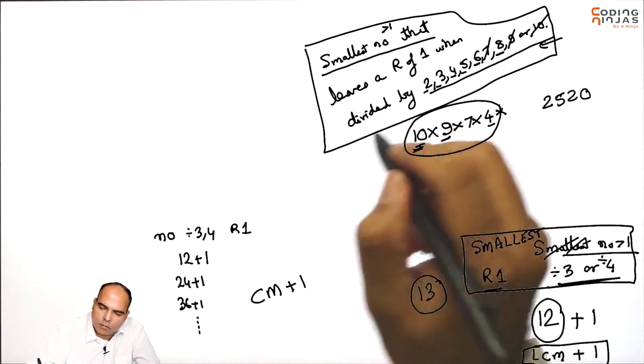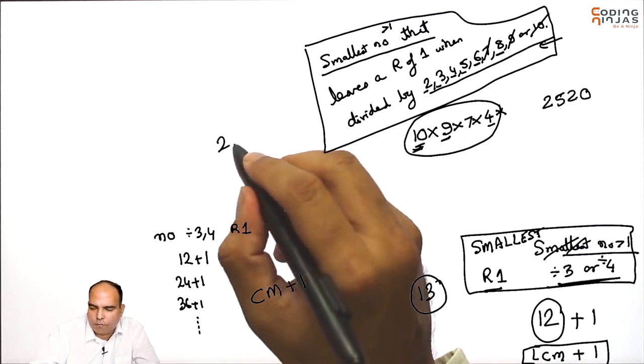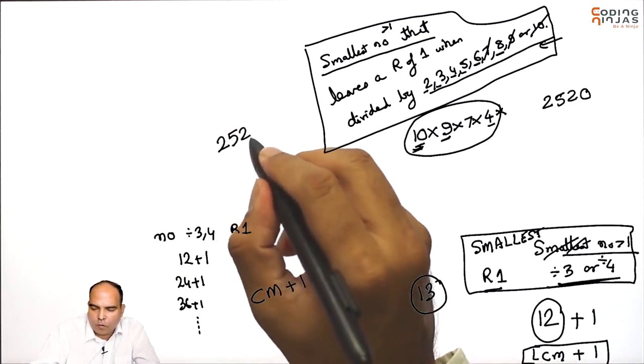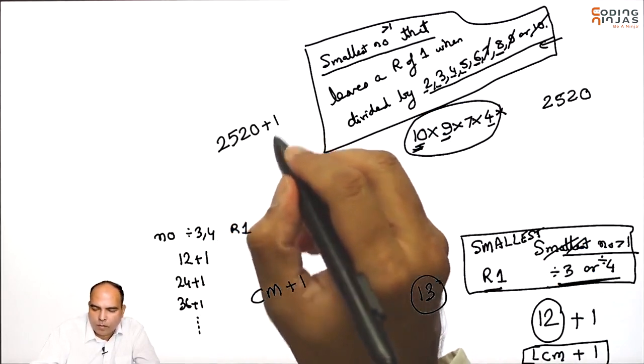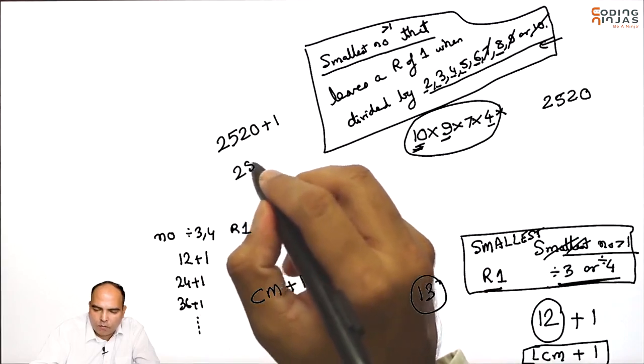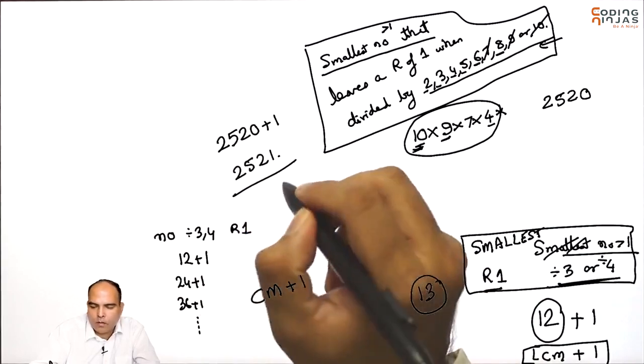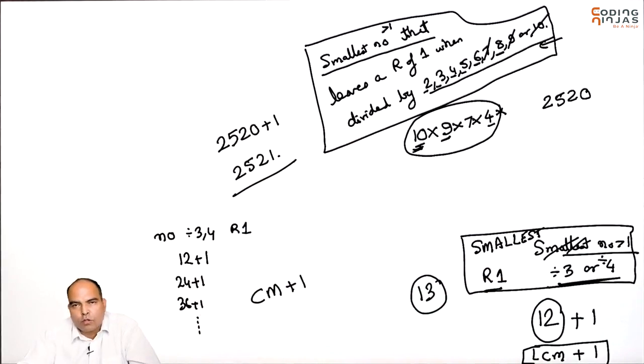And hence the smallest number greater than 1 that leaves a remainder of 1 when divided by all these numbers is 2520 plus 1, which is 2521. So these are standard questions of LCM. You should just know them directly and also use the shortcuts for LCM as well as the HCF shortcuts for those HCF questions that we have done.